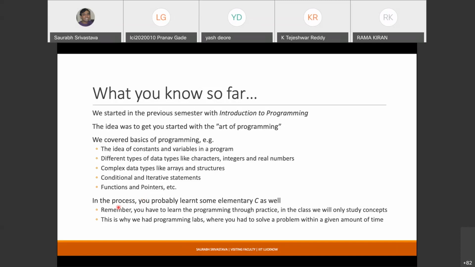And of course, we did our labs in C. Some of you, in fact, were not too happy. You wanted to use C++ because from what I understand, you already know C++.